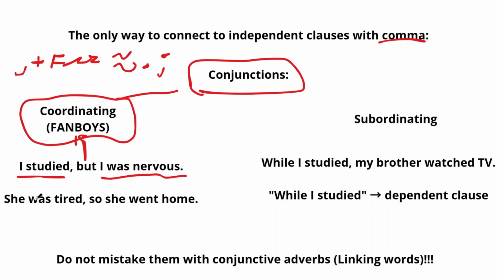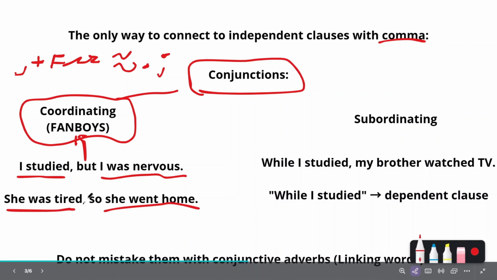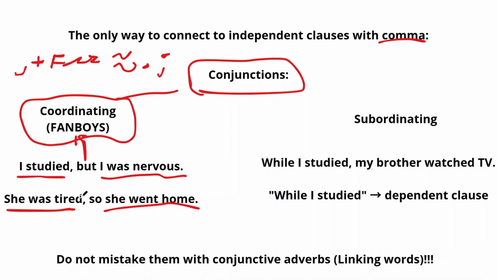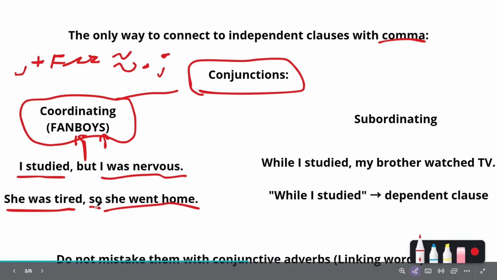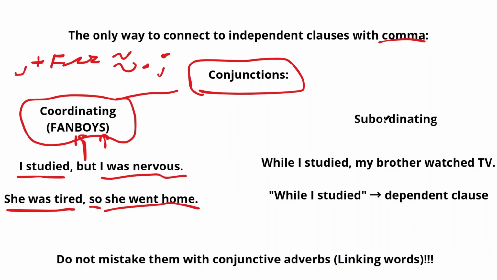The second example: she was tired, so she went home. "She went home" is an independent clause. "She was tired" is an independent clause. And so comma plus FANBOYS, the S, and that's it. The sentence is correct. It's that easy.